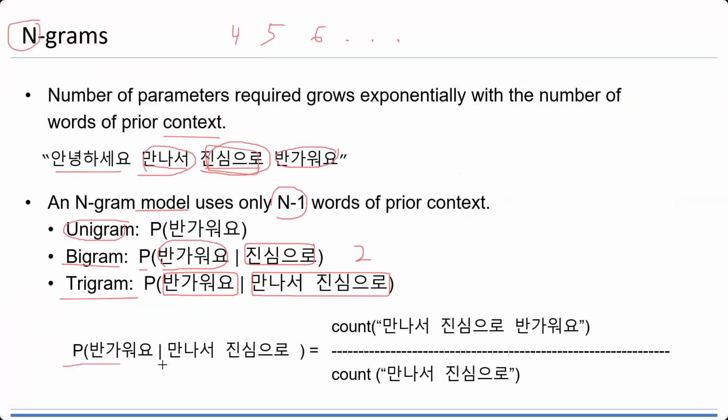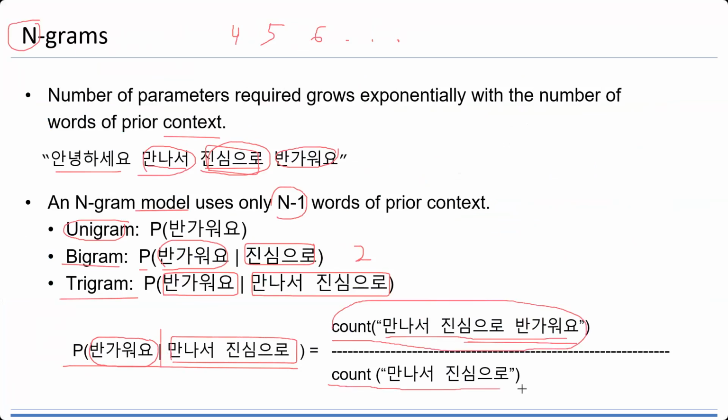Then we can have something like this. If it is a trigram, I want to know the probability of 반가워요 given the text 만나서 진심으로. Then it is the count of the sequence 만나서 진심으로 반가워요, so how many times this sequence appears, divided by the count of 만나서 진심으로.